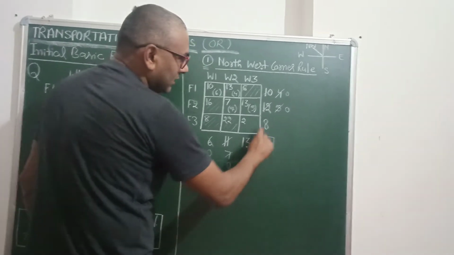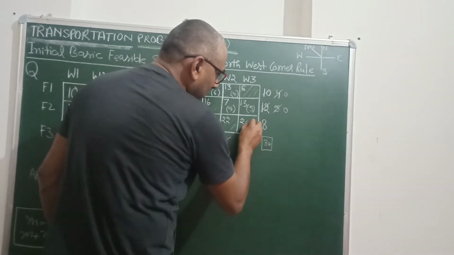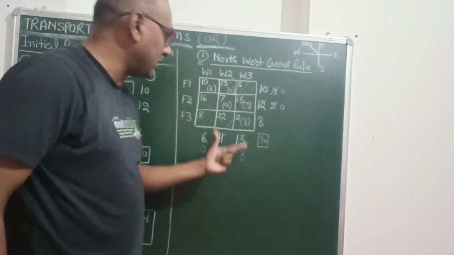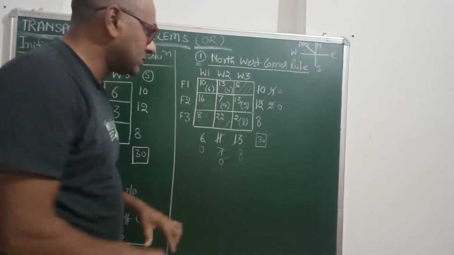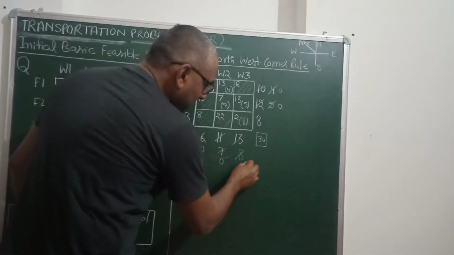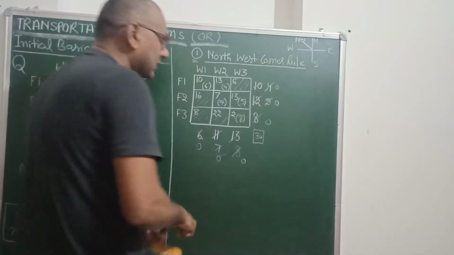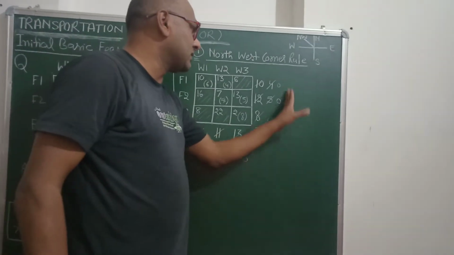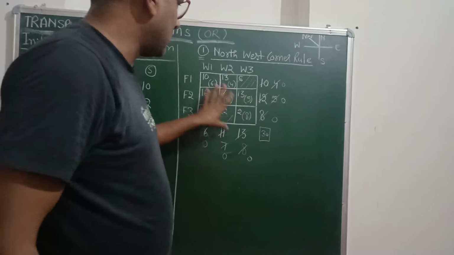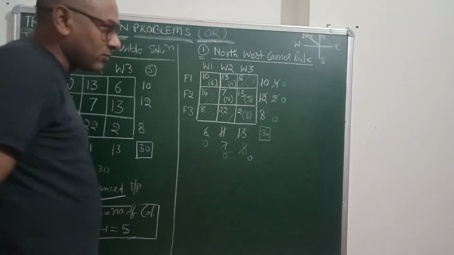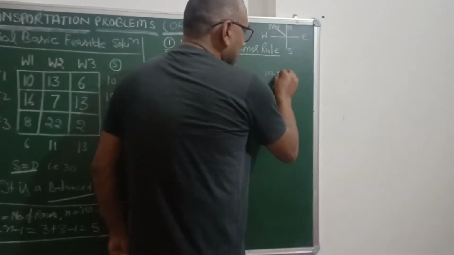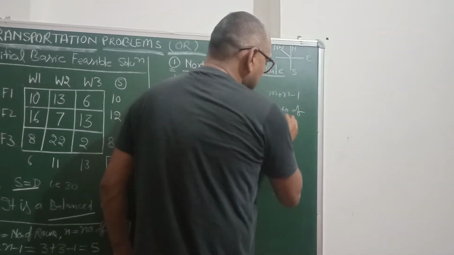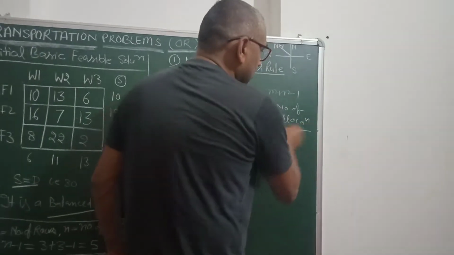There is a demand of 8 and supply of 8, so all units have been supplied, all supply has been made and all demands have been fulfilled, so this has come out to be 0 and this is 0. Now you will see that all demands have been fulfilled and there is no pending supply here, so all the allocation has been made. Now you have to check whether m plus n minus 1 is equal to the number of allocations, meaning that there is no degeneracy.